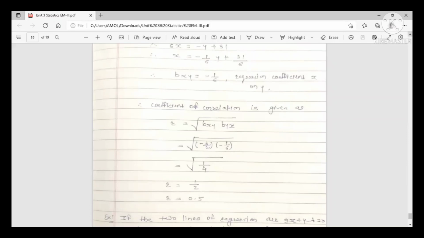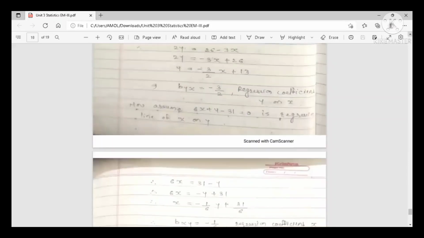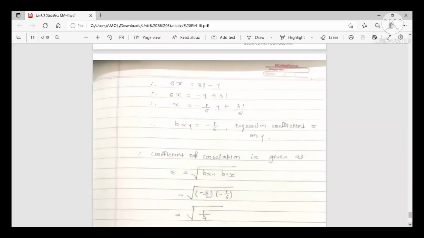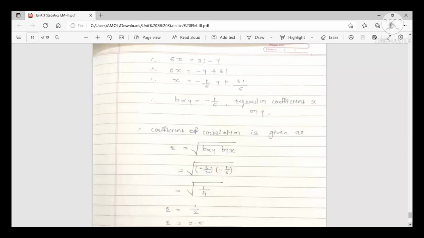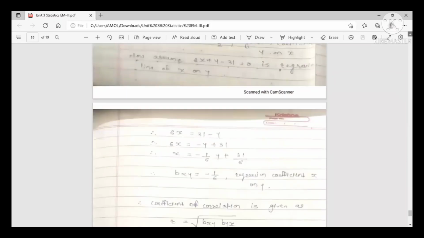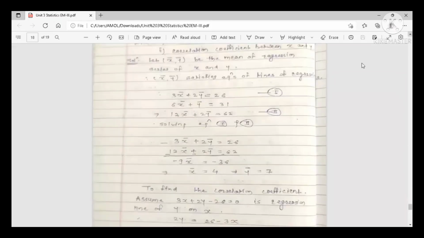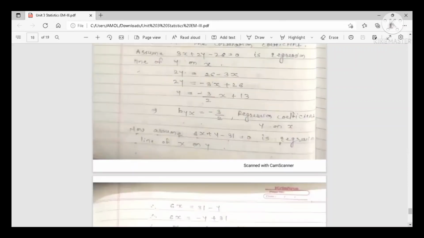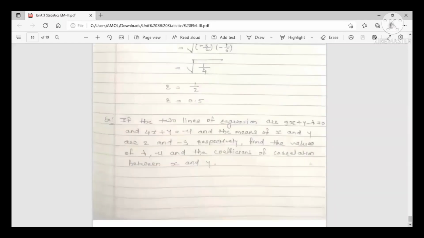That first equation we assume is y on x and the second is x on y. If here your answer is r, the coefficient of correlation, greater than 1, then in that case your assumption is wrong. Then you have to interchange the equations, which means you consider the first equation as the regression line of x on y and the second as y on x. This is the solution in that case. But here the value r is equal to 0.5, which is less than 1, so our assumption is correct. So this is the way to find the coefficient of correlation.